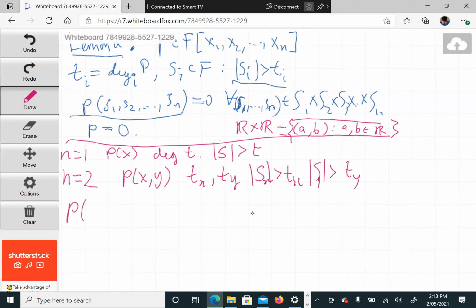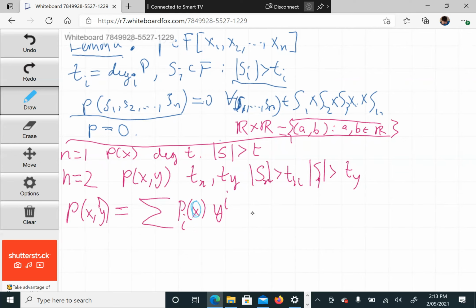So your polynomial is a bunch of polynomials in x times powers of y. It's like the one-variable case. Then you can fix an x. It's true for that fixed x. So fix an x.